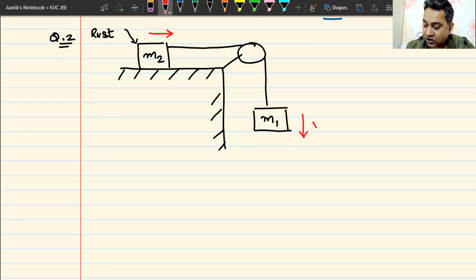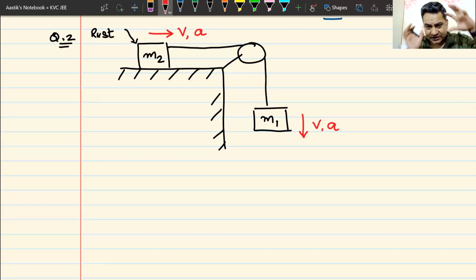If this moves down with a velocity v, this will move here with the same velocity, same magnitude, but different direction. If it moves down with acceleration a, this will move here with an acceleration a. Do we understand this? Can I have some raised hand that we understand this? Well done.